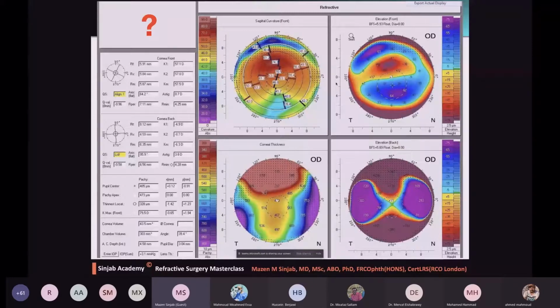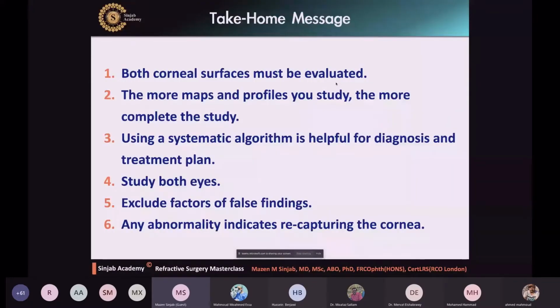So the take-home message: both corneal surfaces must be evaluated. The more maps and profiles you study, the more complete the study. You have to use a systematic algorithm in order to make an accurate diagnosis and treatment plan. You must study both eyes. You must exclude factors of false findings before you decide. And any abnormality in the tomography indicates recapturing the cornea. Validate the capture before interpretation.